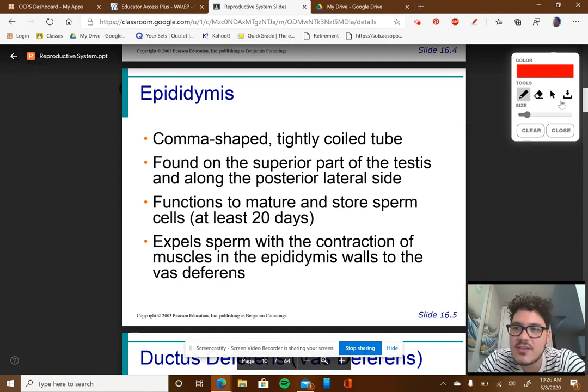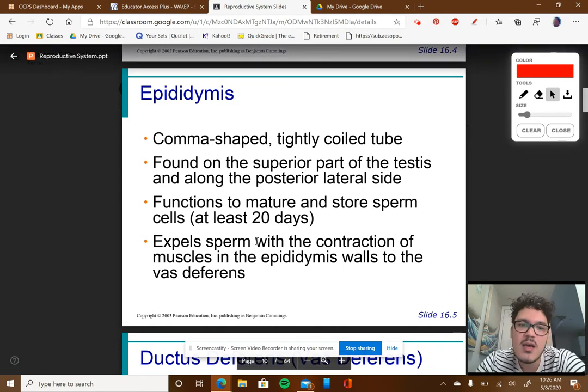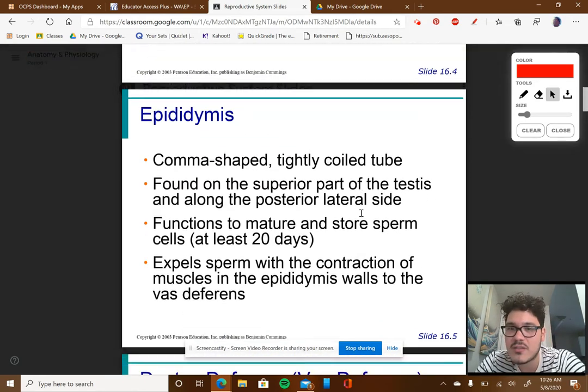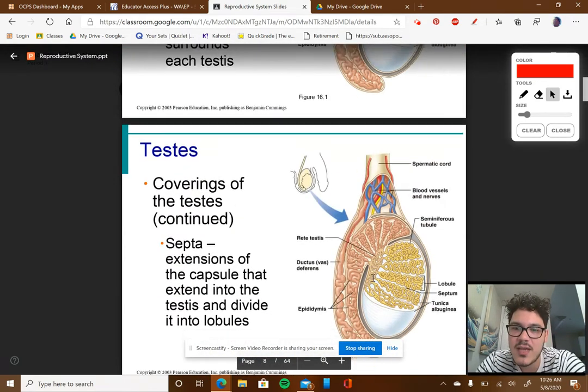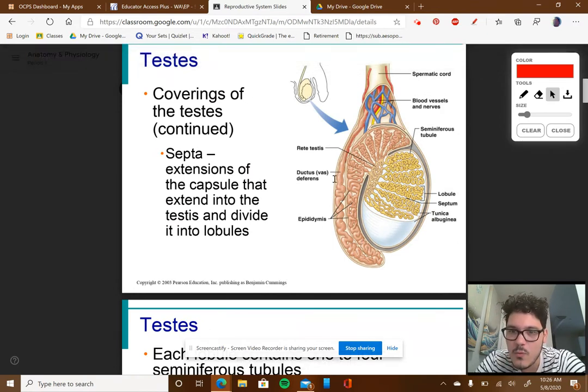Okay, this is going to expel sperm. So when they are going to exit the body, it's going to expel the sperm with the contraction of muscles in the epididymis walls to the vas deferens. So let me go back up here one more time. Near this area, you can't really see it in this picture, but this whole tube that we see here is called the vas deferens, connects to the epididymis.